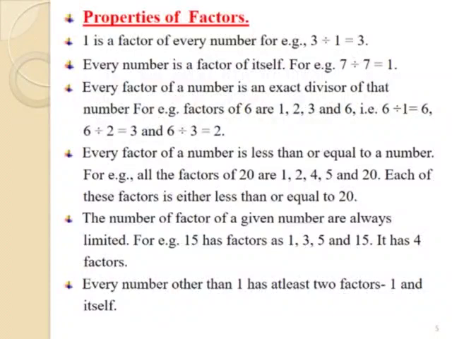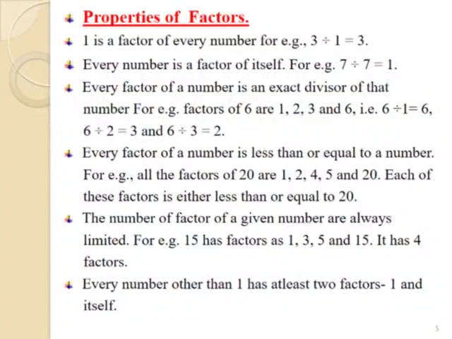Point number 4. Every factor of a number is less than or equal to the number. For example, all the factors of 20 are 1, 2, 4, 5, 10 and 20. Each of these factors is either less than or equal to 20.